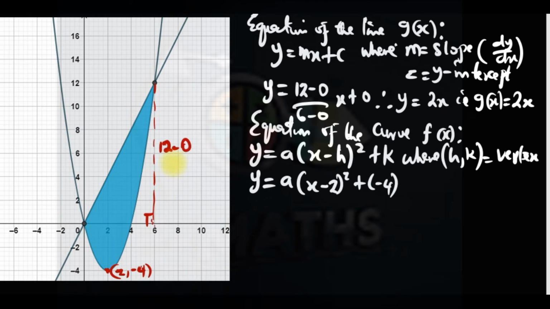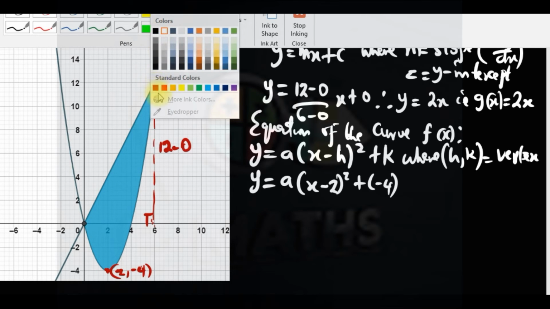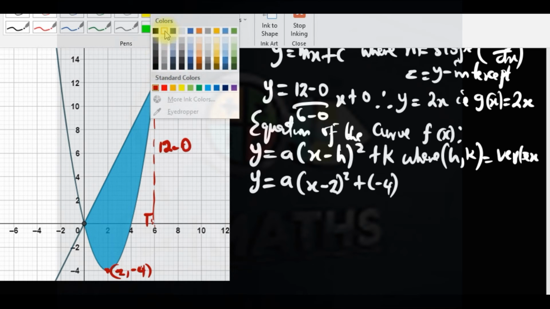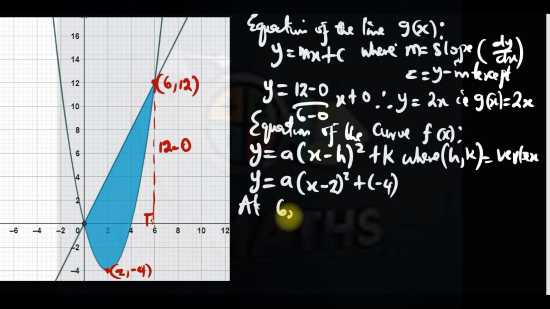But again, we have extra points here. To complete this, we need to get the value of a, so we need an extra point on the curve. What's the extra point here? This point of intersection, which is 6 comma 12. So that's the extra point we are going to use. At 6 comma 12, x is 6 and y is 12. So we have 12 equals a times 6 minus 2 squared, minus 4.